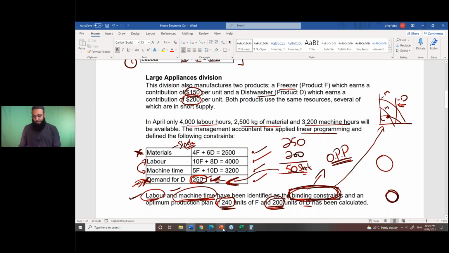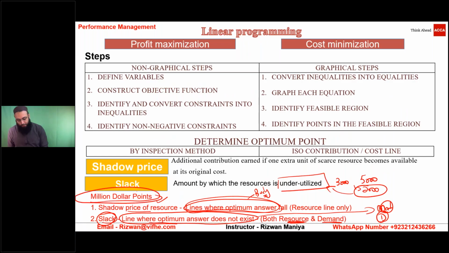And remember this $1 million tip, this one. Shadow price will always be there on the lines where the optimum answer falls. On lines where the optimum answer doesn't fall, there will be slack, underutilization, and no shadow price. Okay?